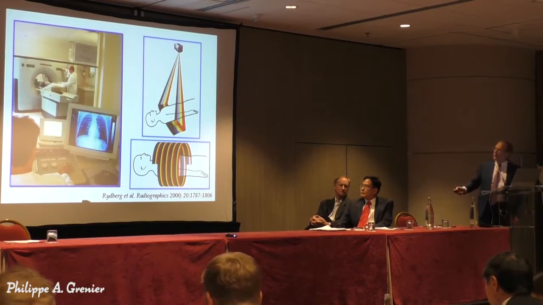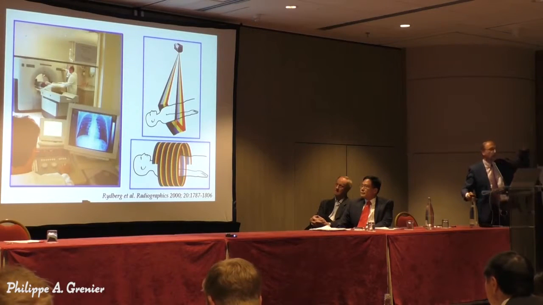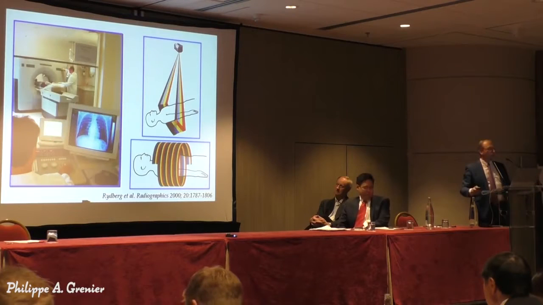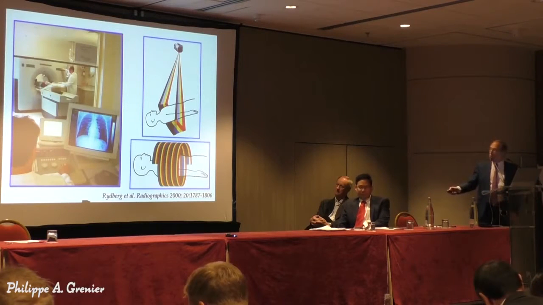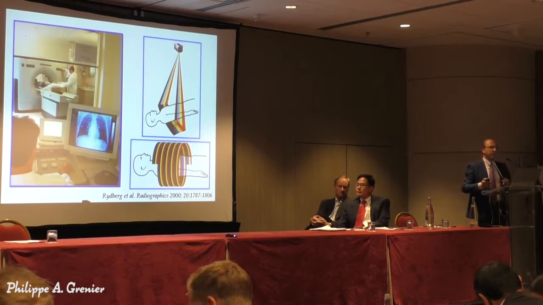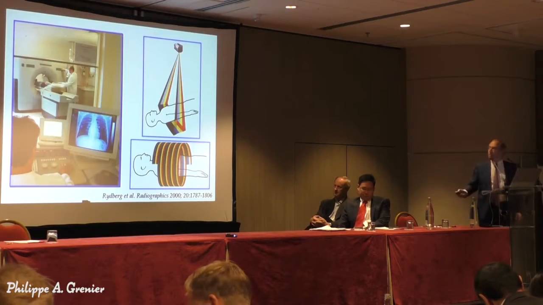In addition, we have these multi-detector rows, permitting us to acquire several slices in one rotation. So now in this new generation of CT scanners we have 128 to 256 rows of detectors, permitting us to acquire the entire body very rapidly in a limited number of seconds.